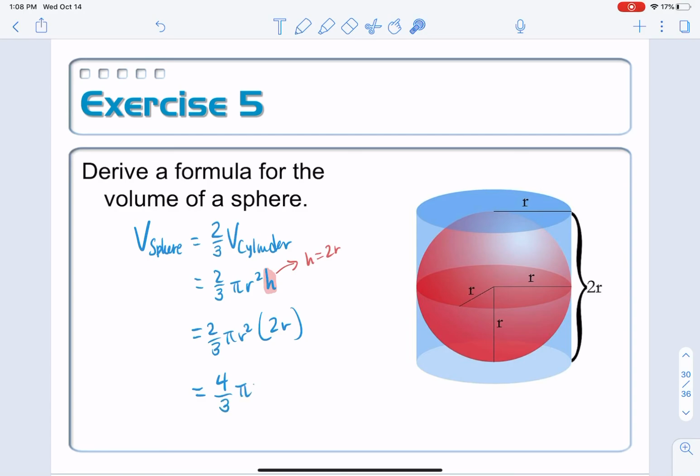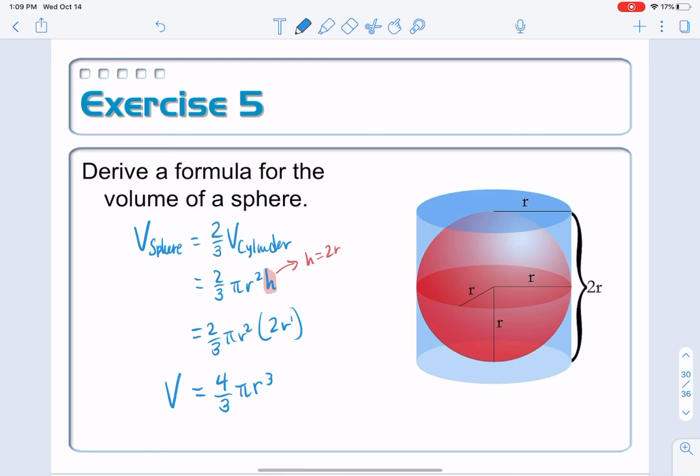And hey, what is r squared multiplied times r to the first power? Remember, you keep the bases the same and you add your exponents. Remember, there's an understood 1 on this one, so it's pi r cubed.